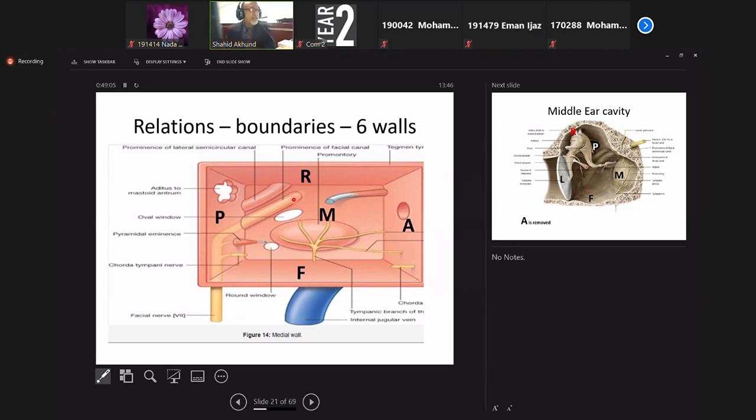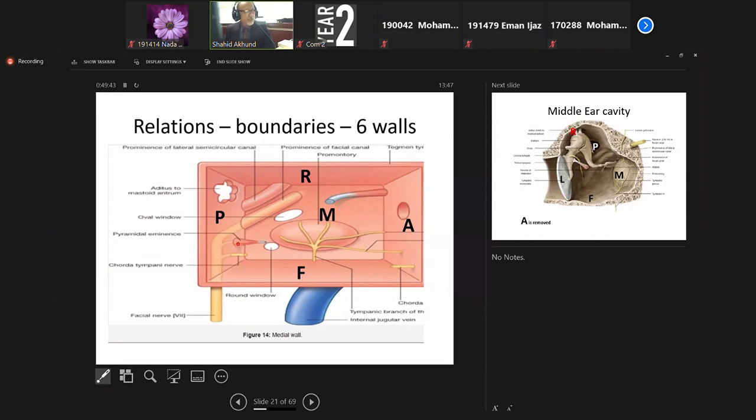You can see the canal in which the facial nerve is sitting. That's why we call it the prominence of the facial canal that you can see there. And this is the lateral semicircular canal. Anteriorly, you see this opening, which is taking us to the pharynx. Remember that we had the pharyngotympanic tube or eustachian tube. So it is connecting the middle ear to the pharynx. While this opening there, which is the aditus to the mastoid antrum, will take us to the mastoid air cells posteriorly. So you see both anteriorly and posteriorly we have extensions.